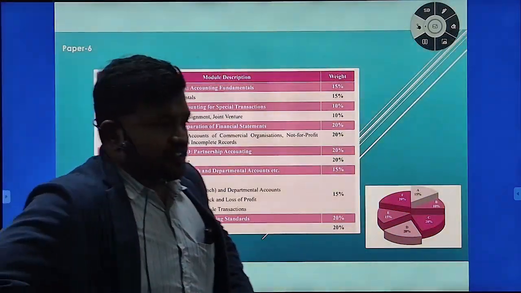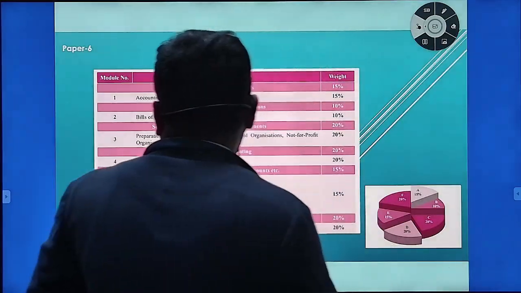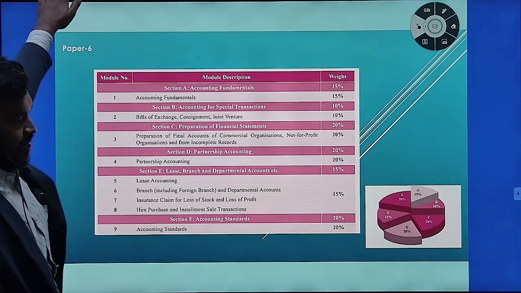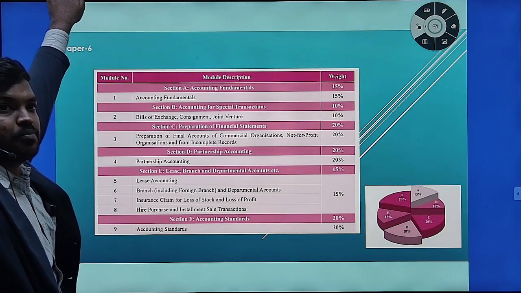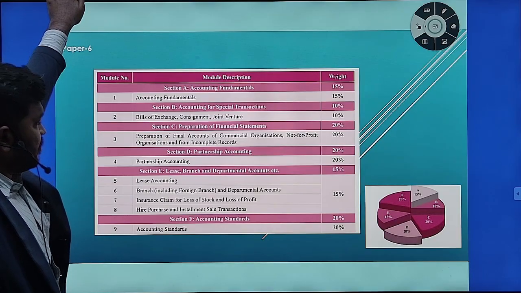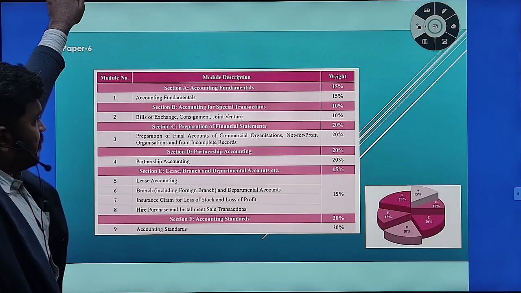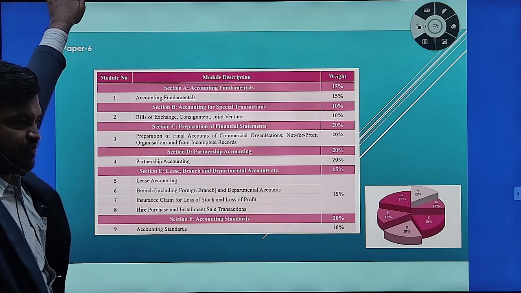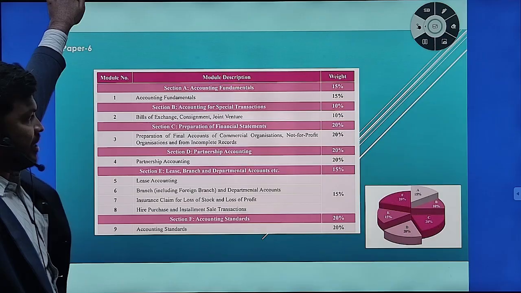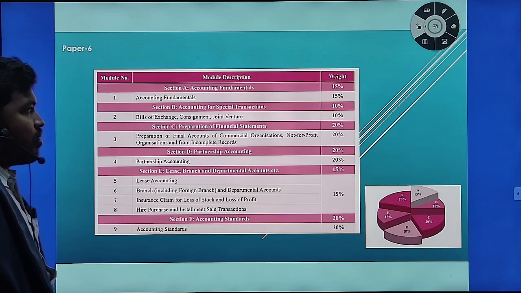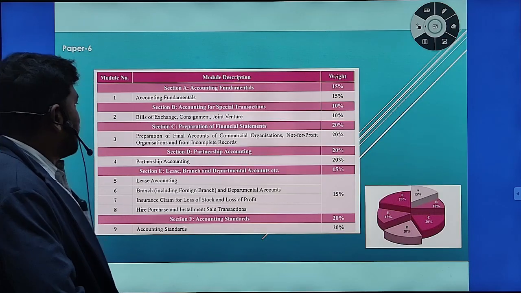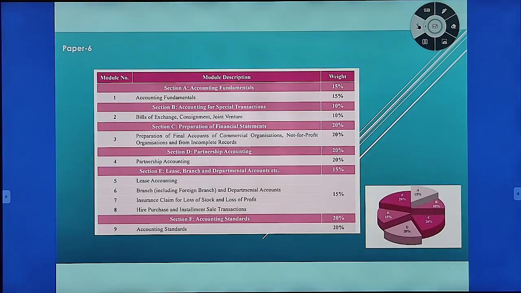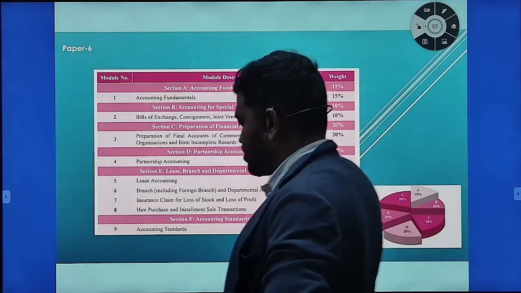See the index. In total we have 6 parts, you can say 6 pies in this pie diagram. First chapter, accounting fundamentals. As per your book, 15 marks is the weightage. Next we have bills of exchange, consignment and joint venture, for 10 marks.